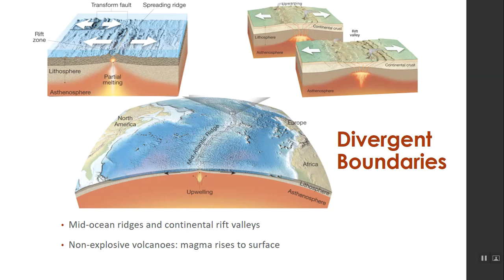We get non-explosive volcanoes. We just get this slow rising of magma to the surface, but not those hugely erupting volcanoes that we see with convergent boundaries. So just remember, divergent is pulling apart of the plates. And so we get earthquakes there too, but they're pretty shallow-focused earthquakes.